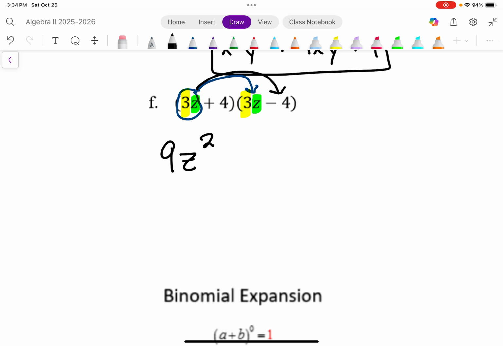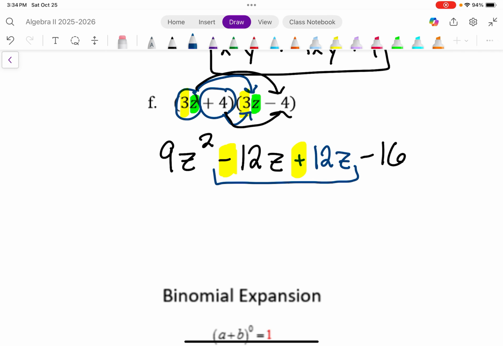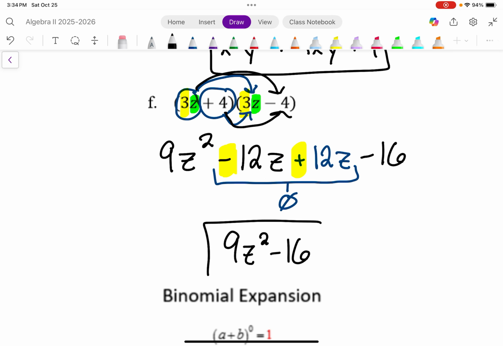Then 3z times -4 is minus 12z. Then 4 times 3z is plus 12z. And then 4 times -4 is -16. Now these two terms in the middle now are opposite signs. So when they're opposite signs and we combine them together, those two together are going to equal 0. Only when they're opposite signs and the same value. So -12z and then a positive 12z. Those will cancel each other out. So then your final simplified answer would just be 9z squared minus 16.